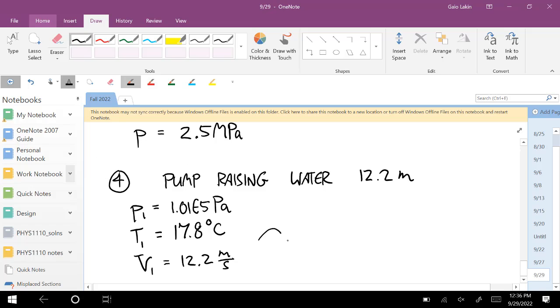And then we're given the volumetric flow rate in gallons per minute. If you convert that to cubic meters per second, that's 1.26 times 10 to the minus 3rd meters cubed per second. And at the end, our change in Z is 12.2 meters.